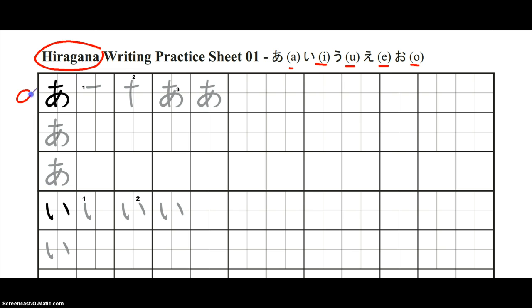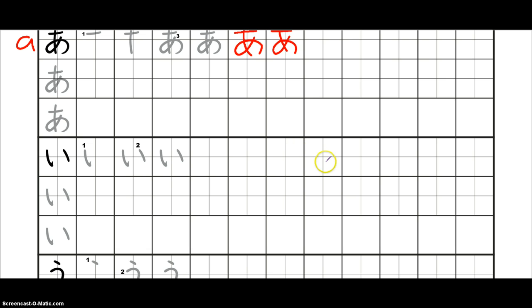This is A. Okay, so to write A, you just write a horizontal line across, stroke down, and then you curve in like that, the end. Okay, so this is A. Let me draw one more time. Okay, you can try it on your own for more exercises.